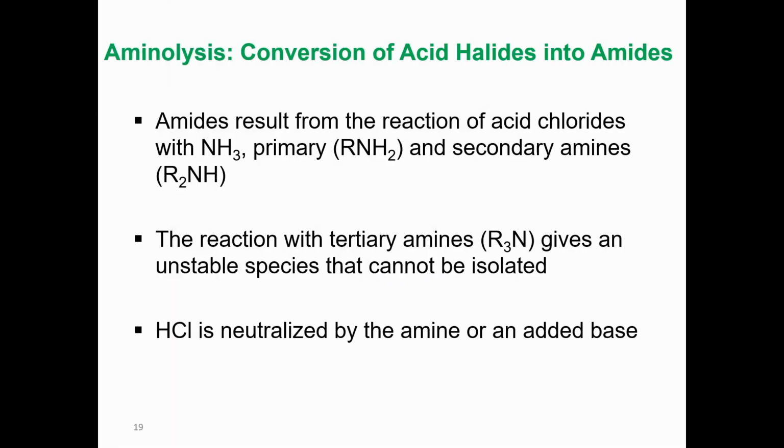Aminolysis means when you convert acid halide into amide. So the process of converting acid halide into amide is called aminolysis. When you react acid chloride with ammonia, you're going to form primary amide. When you react with primary amine, you're going to form secondary amide. When you react with secondary amine, you're going to form tertiary amide.